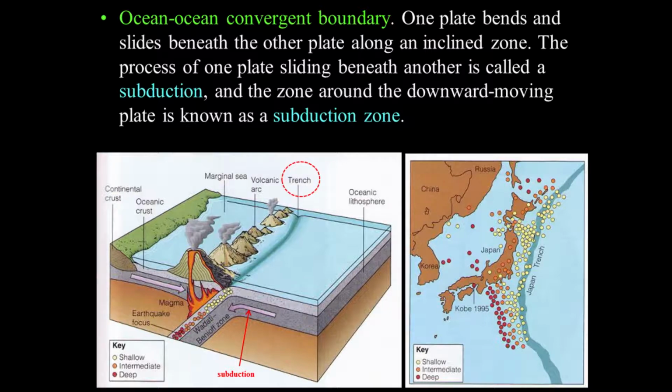Oceanic-Oceanic convergent boundaries start when one plate bends and slides beneath the other plate along an inclined zone. The process of one plate sliding beneath another is called subduction, and the zone around the downward moving plate is known as a subduction zone, as you can see in these figures.